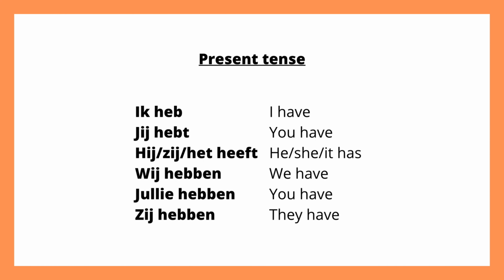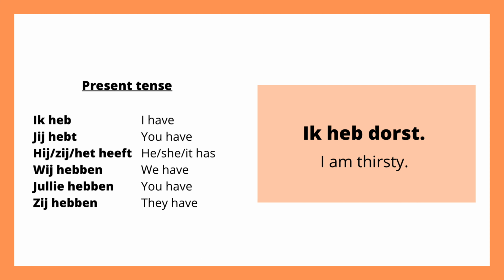Now, let's talk about the different tenses that hebben can be used in. We will start with the present tense, which we just covered. The present tense is used to describe actions or states that are currently happening or are generally true. For example, ik heb dorst means I am thirsty, and jij hebt gelijk means you are right.